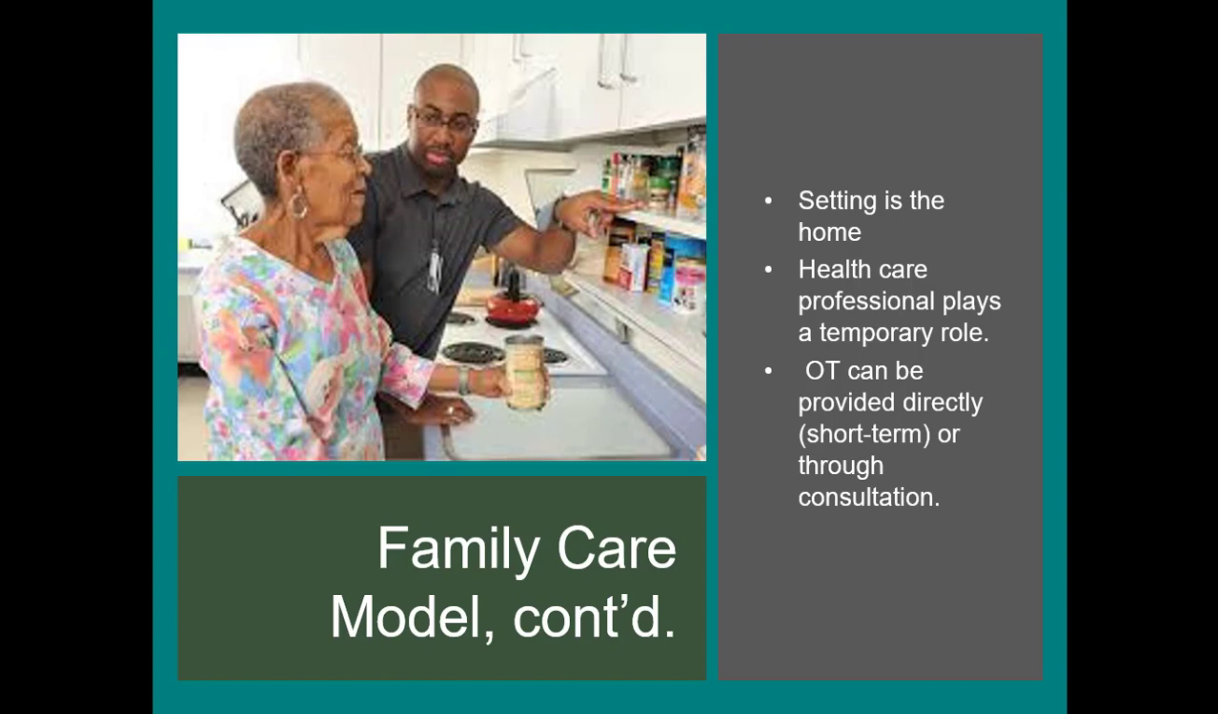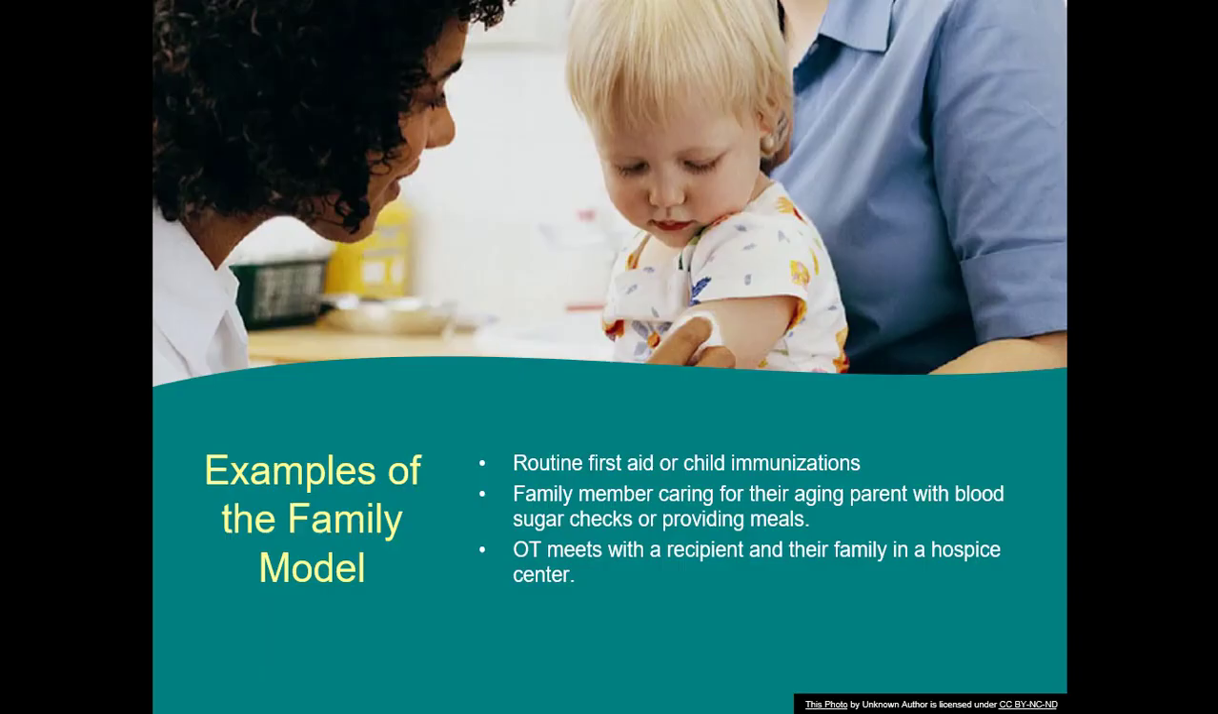In the family care model, the healthcare professional plays a temporary role, serving the family by providing brief treatment, collaboration, and follow-up. OT may be involved directly, like through a home health agency, or on a consultative basis, like in providing caregiver training through a local senior center.